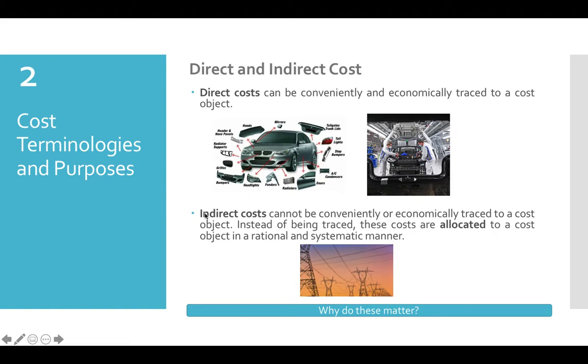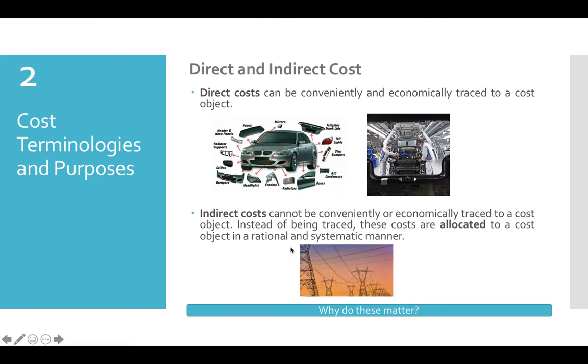And the second cost is indirect costs, which are costs that cannot be conveniently or economically traced to a cost object. So, for example, is the utility for a plant which produces both cars and motorcycles and also other transportation.